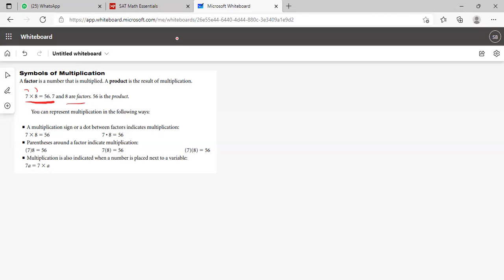You can represent multiplication in the following ways. Okay. So a multiplication sign or a dot between factors indicates multiplication. Very easy. This is what we have been doing. This is something which I'm pretty sure you would be already knowing, right? So if we have a dot between two numbers, okay, it could be a decimal, but decimals are represented in this way. So if you have it like this, you should know that this is a product, right? It's not a decimal. You need to be very clear with this, right? So this is 48. Okay.